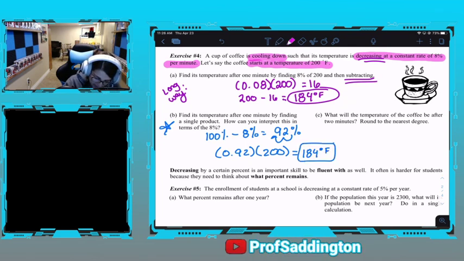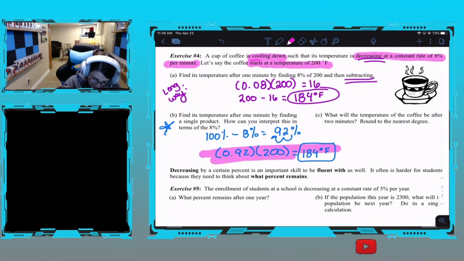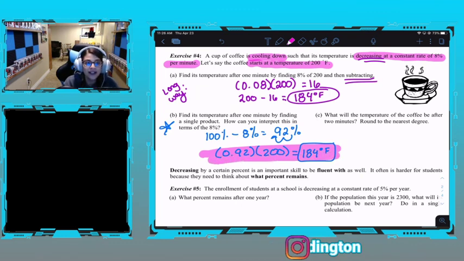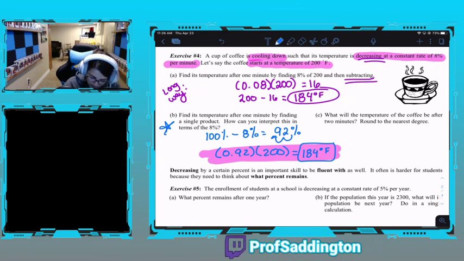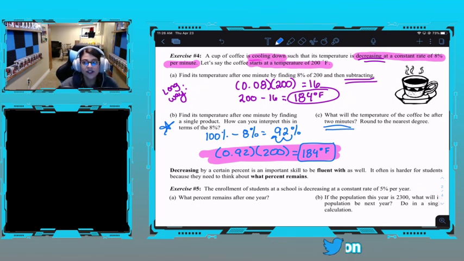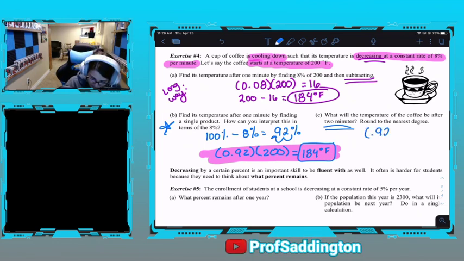So again, this is the way that I am going to have you guys start writing it for when we're doing exponential functions next week. Okay. So what will the temperature be after 2 minutes? So we're just going to do that same thing again. We're still decreasing at 8% per minute, so we're just going to take that 0.92 and multiply it by our result.